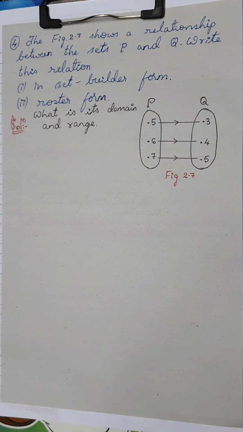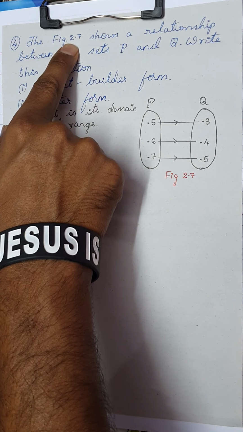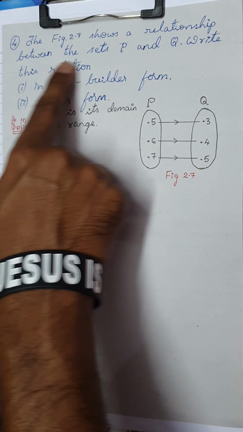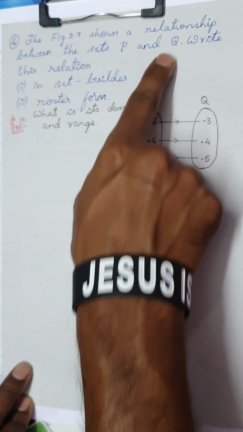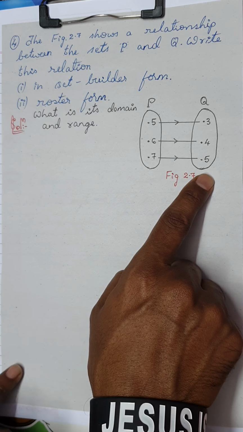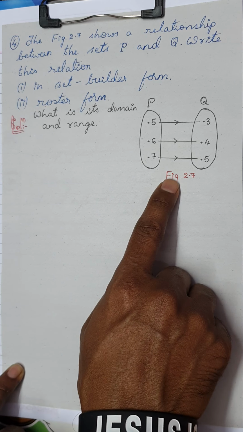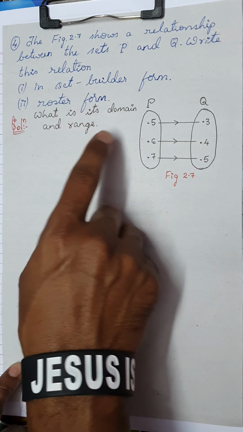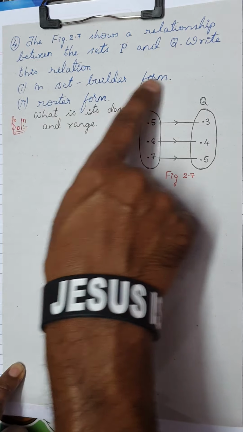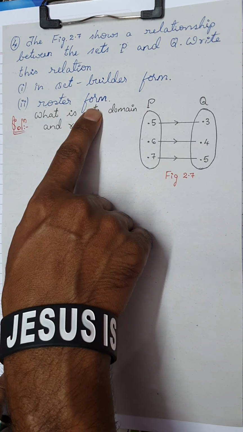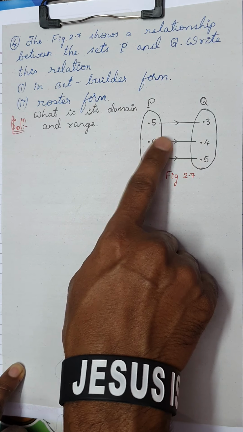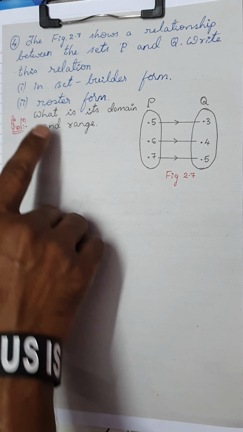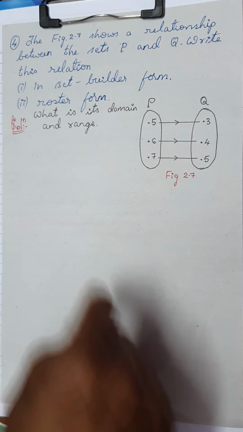Here comes question number 4. The figure 2.7. So which is the figure 2.7? Here is the figure given. It shows the relationship between the sets P and Q. So two sets are there, P and Q. The relation is given. Now write this relation in set builder form and roster form. You have to write both because it is given in a Venn diagram. And you also have to write its domain and range.